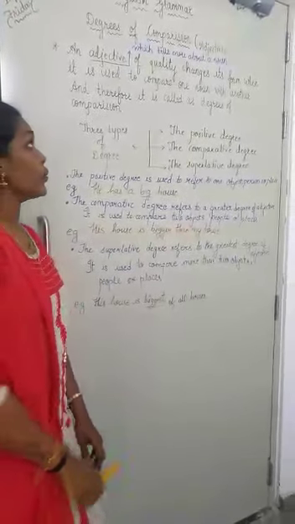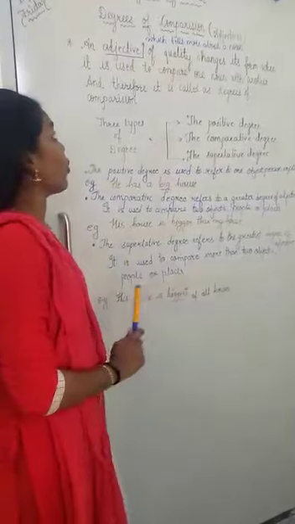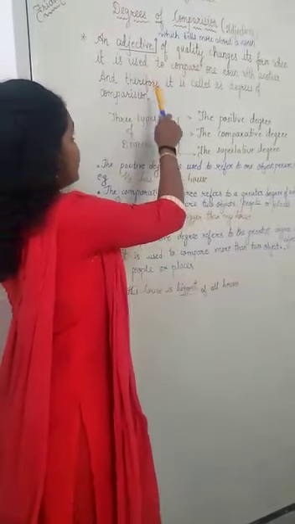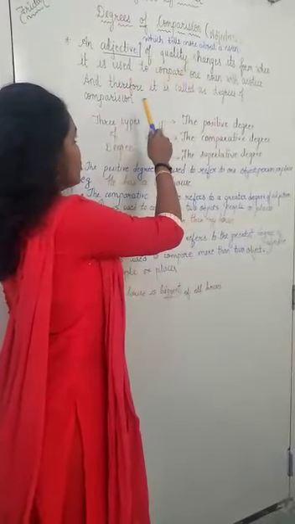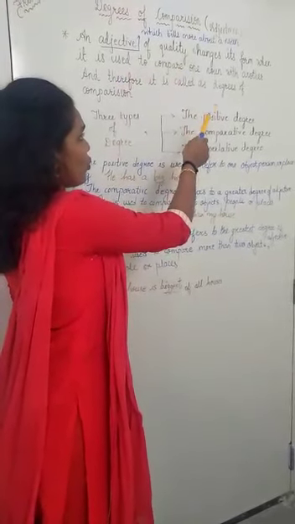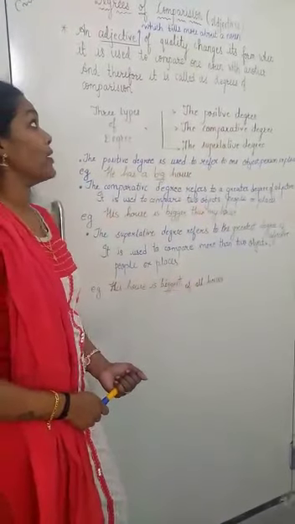Hello students, today we are going to learn degrees of comparison adjective. Now what are degrees of comparison? An adjective of quality changes its form when it is used to compare one noun with another. This is called degrees of comparison.